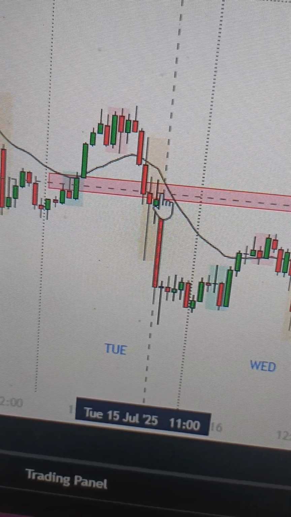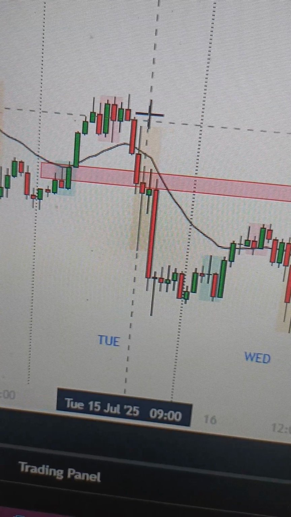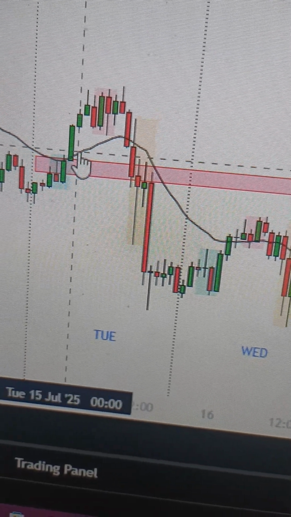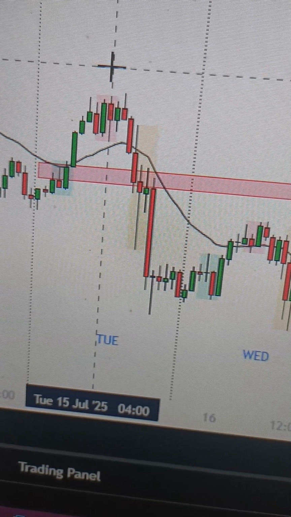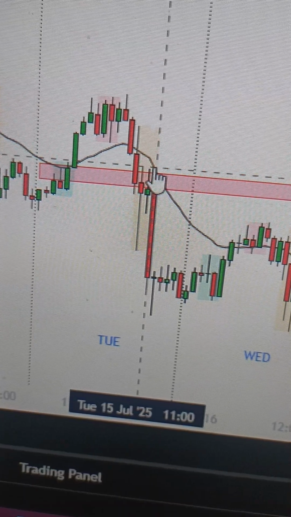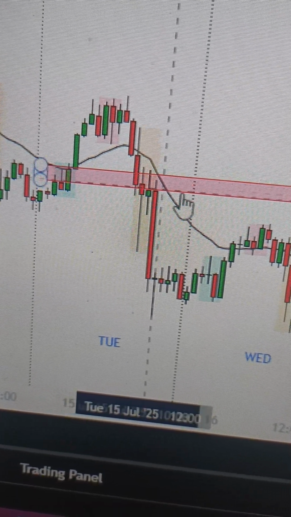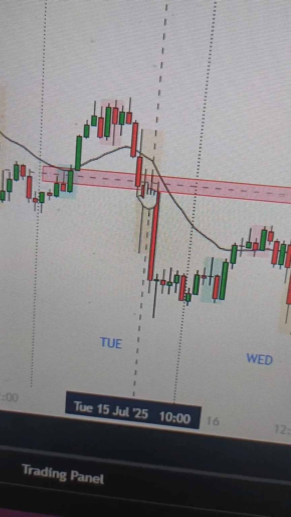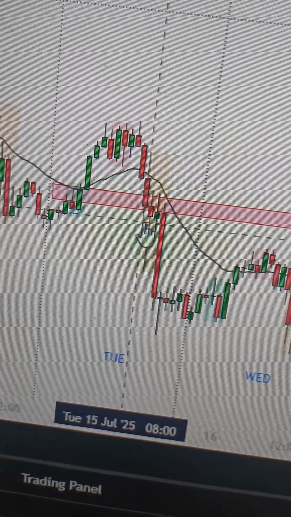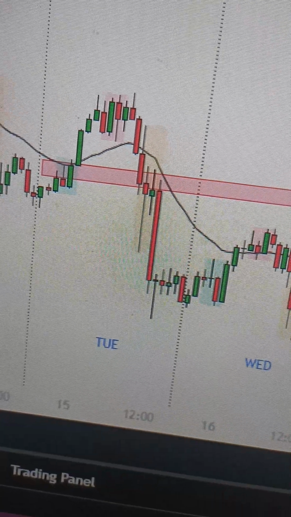This one was our resistance. We broke it. It became support. Now, when we broke it again, it becomes resistance. So we are retesting it from below now, and it has become resistance. So we are selling it because we are also below the 20 EMA.